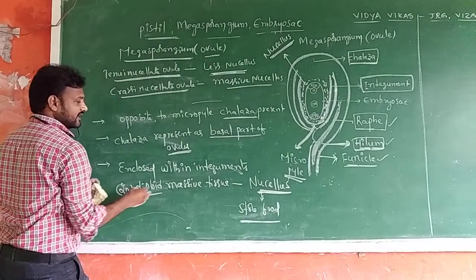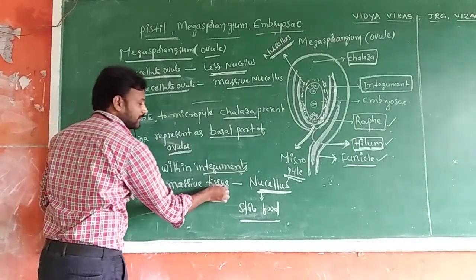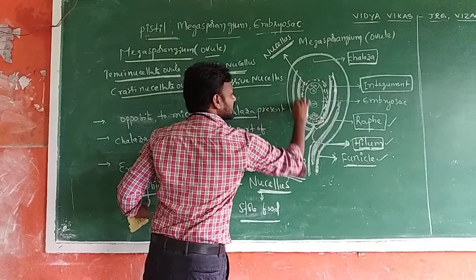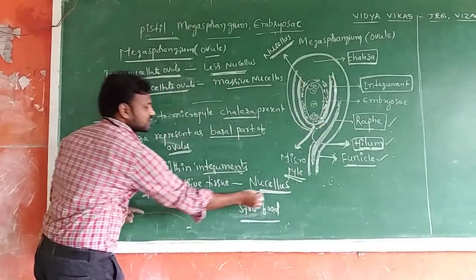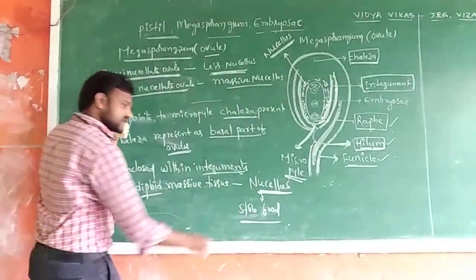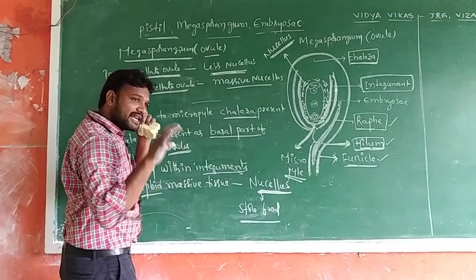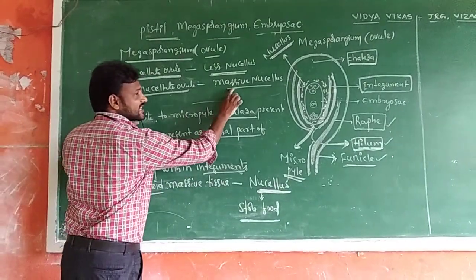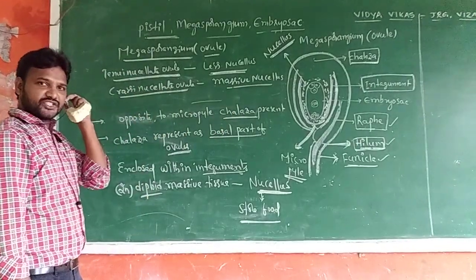So finally, within the integuments, a diploid massive tissue is there. That tissue is known as nucellus. Nucellus stores the food material. If nucellus is less, that ovule is called tenuinucellate ovule. If nucellus is more, meaning massive, this is called crassinucellate.